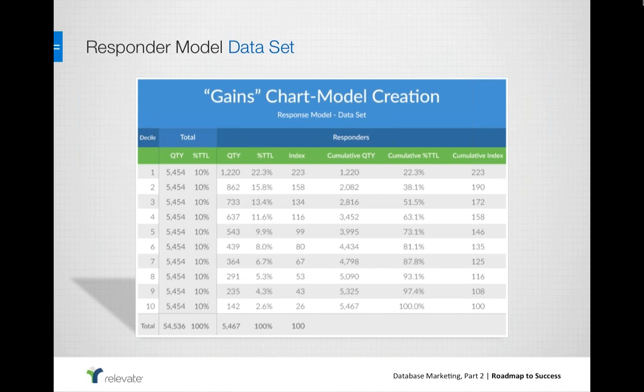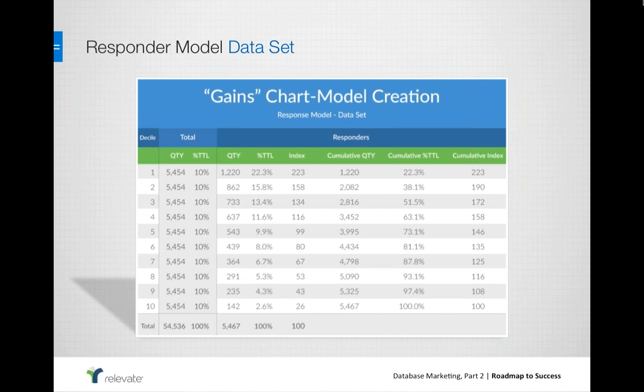Column 6 shows the index for each decile, being calculated as a comparison of percent of response versus percent of total in each row. An index of 100 will once again equate to expected response mirroring the average. Index levels above 100 are what we're looking for. Here, the highest decile has an index of 223, or put another way, 123% higher than average. In this particular chart, we see index levels above 100 for the top 4 deciles, with the 5th decile being approximately the same as average.